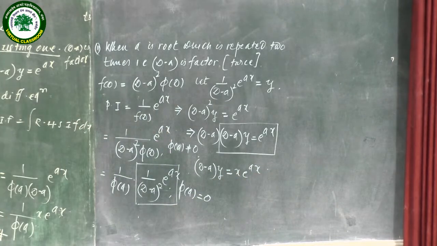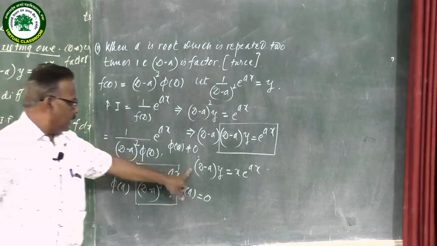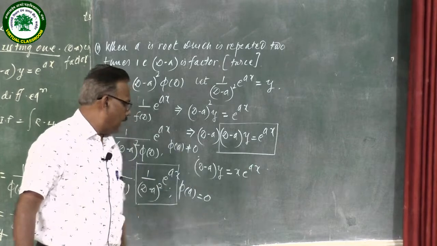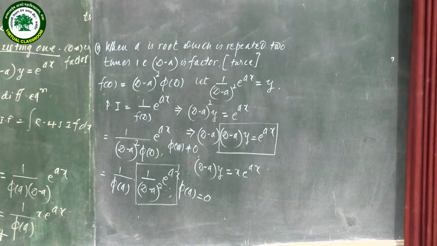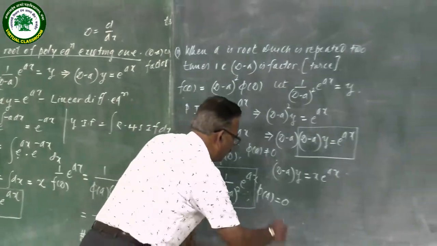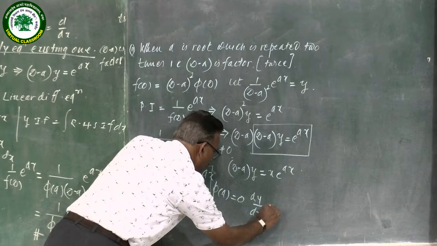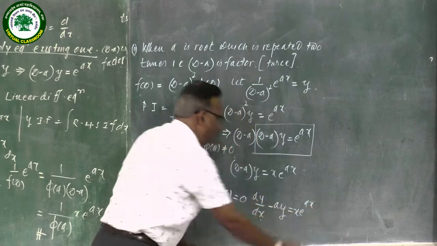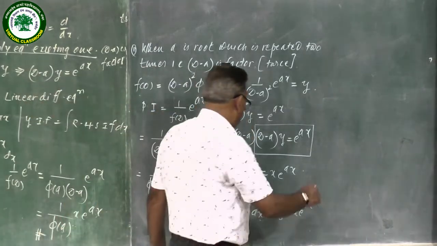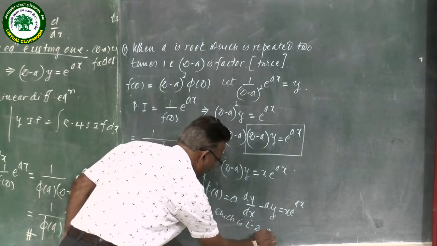See, we have just calculated here. While you are taking (D − a)y = e^x, then (D − a)y is equal to x e^x, which is just what we have calculated here, x e^x. Here again dy/dx − ay = x e^x. See, the solution will be, which is a linear differential equation.